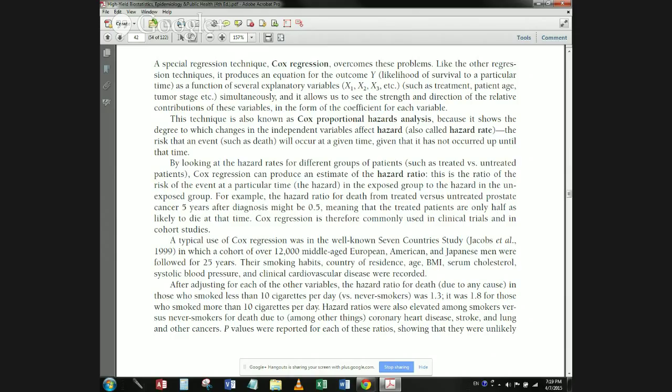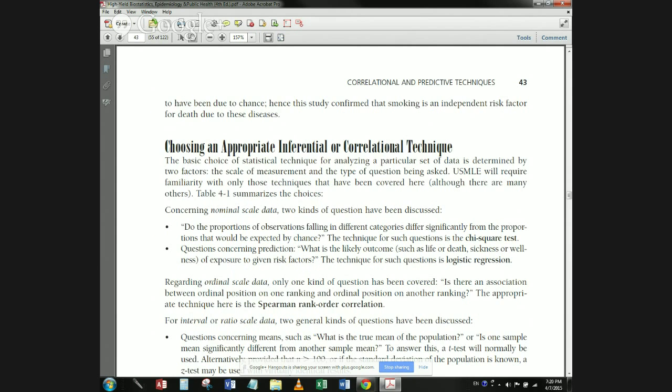After adjusting for each of the other variables, the hazard ratio for death due to any cause in those who smoke less than 10 cigarettes per day versus never smokers was 1.3. It was 1.8 for those who smoked more than 10 cigarettes per day. Hazard ratios were also elevated among smokers versus never smokers for death due to, among other things, coronary heart disease, stroke, and lung and other cancers. P-values were reported for each of these ratios, showing that they were unlikely to have been due to chance. Hence, the study confirmed that smoking is an independent risk factor for death due to these diseases.